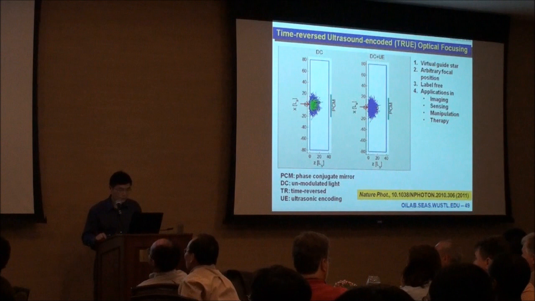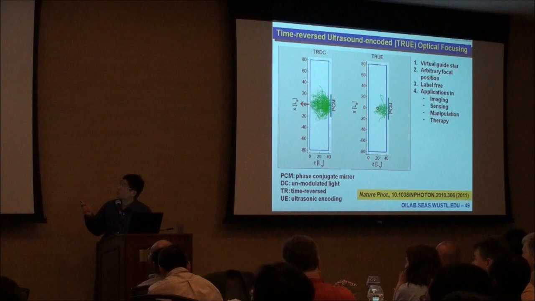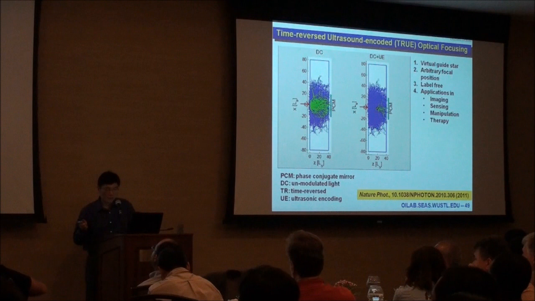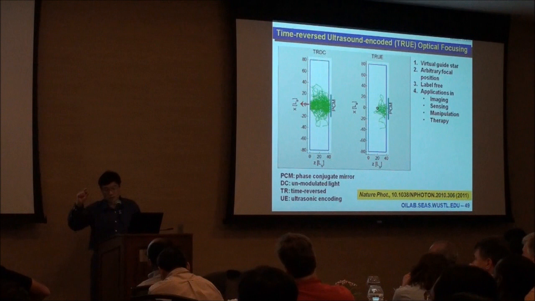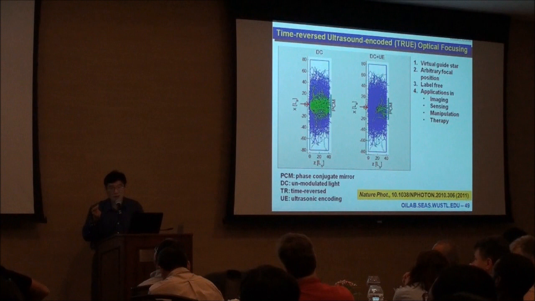Let me just use one slide to report a recent development, which is called time-reversed ultrasound encoded, or TRUE, optical focusing. Now, I mentioned earlier, it's really hard to focus light beyond 1 millimeter in the skin. However, using this method, we might be able to focus much deeper. And in astronomy, we've been using a guide star to correct the distortion due to the atmosphere. In biological tissue, we don't have a guide star. So what we do is to use ultrasound again, because ultrasound scattering is so low, we can focus ultrasound to wherever we want.